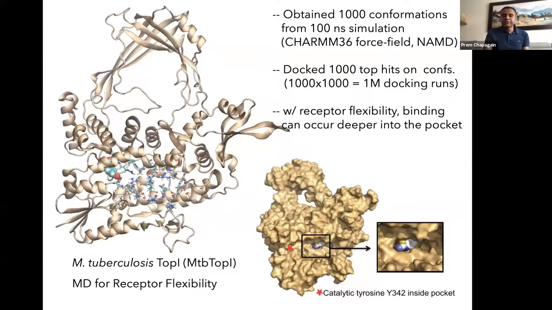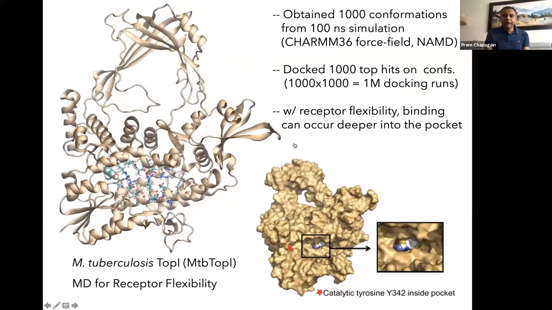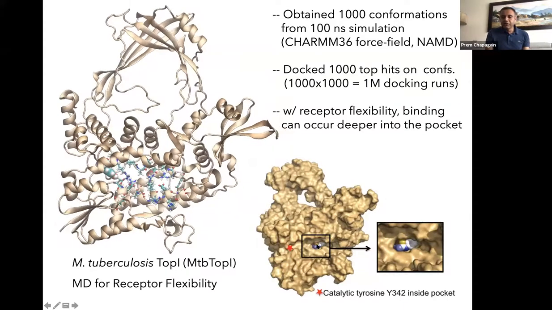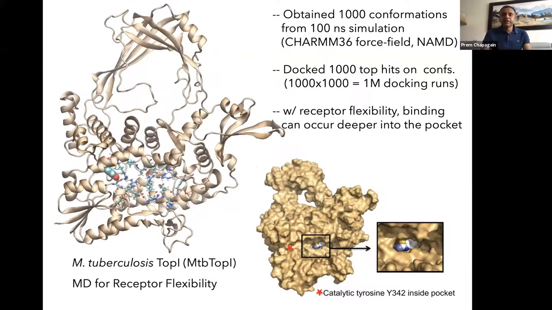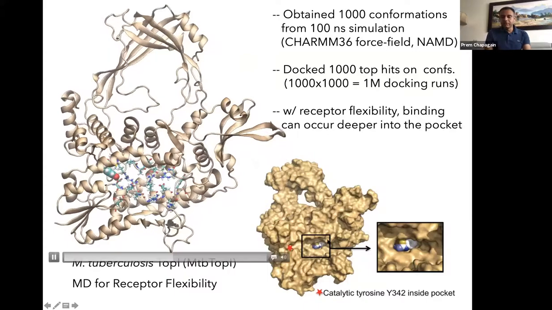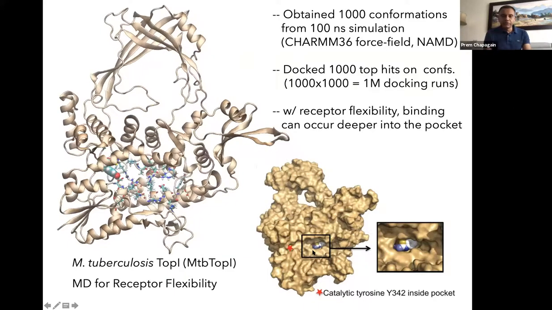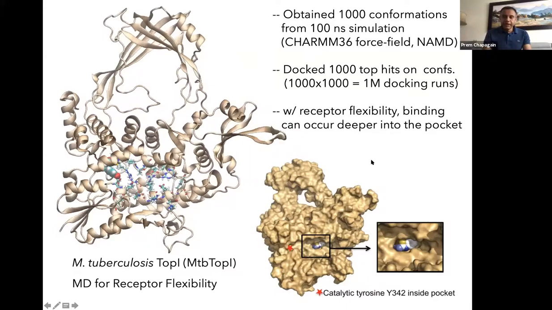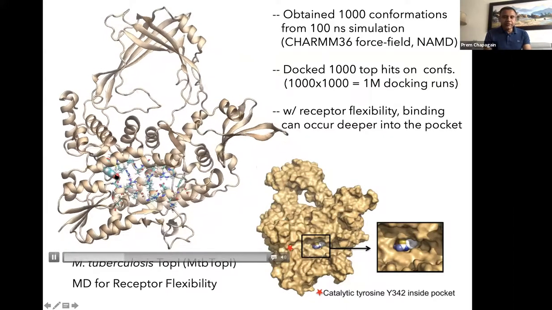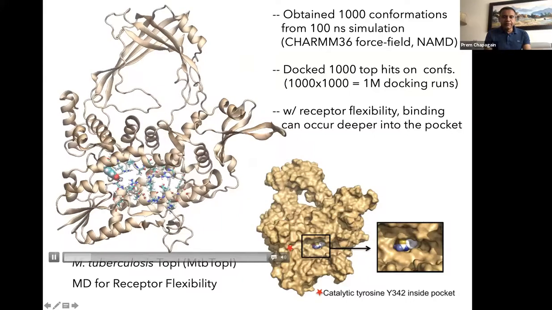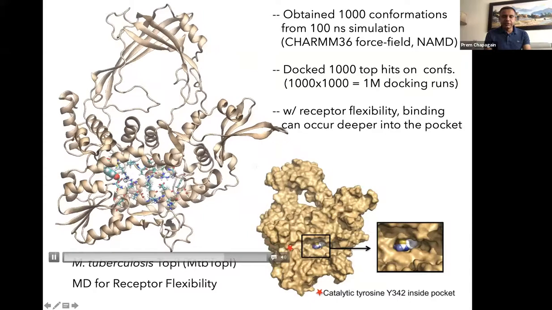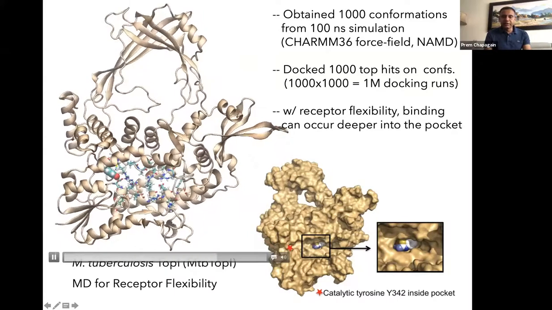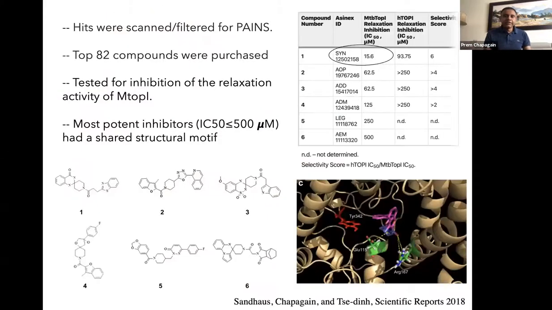And so with receptor flexibility, we found that we could bind these molecules a little bit deeper in the cavity, because some conformations allowed the compounds to bind much deeper. And here, this tyrosine right here is the one that complexes with the DNA strand. So the DNA strand goes there and then becomes a covalent complex, and that's how the DNA strand is cleaved.